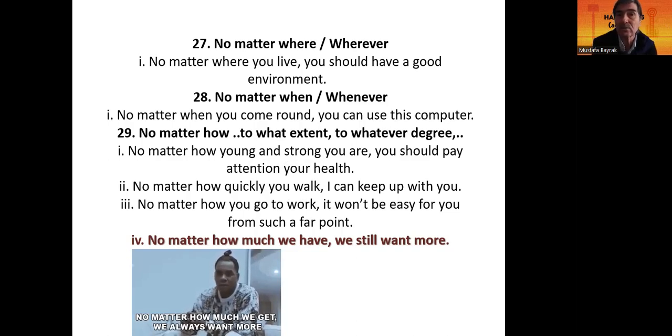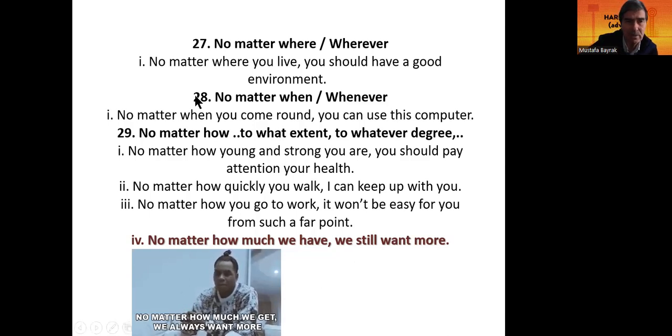No matter when, or whenever. No matter when you come around, you can use this computer. No matter how, to what extent, to whatever degree. No matter how young and strong you are, you should pay attention to your health. Or no matter how quickly you walk, I can keep up with you. No matter how you go to work, it won't be easy for you from such a far point.